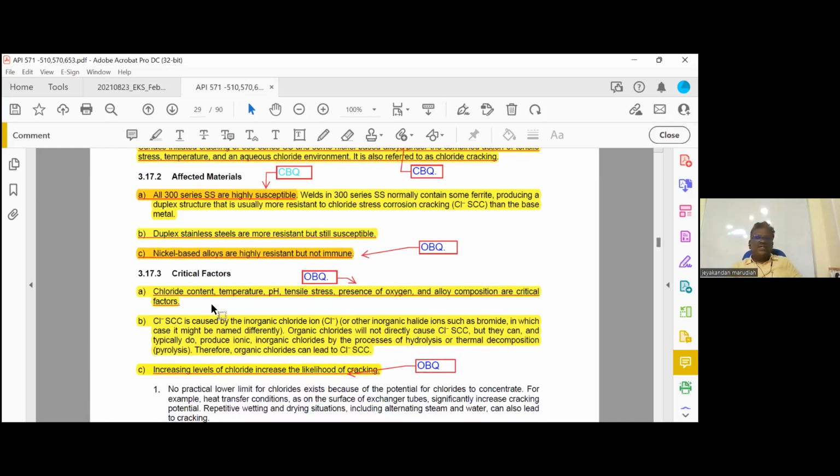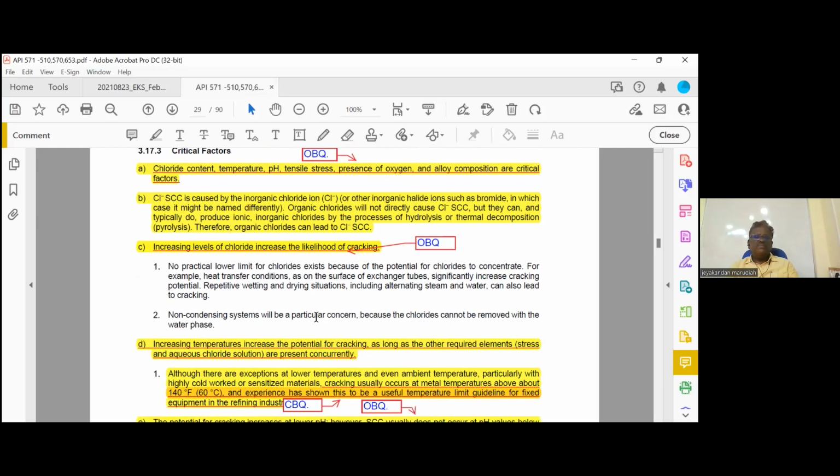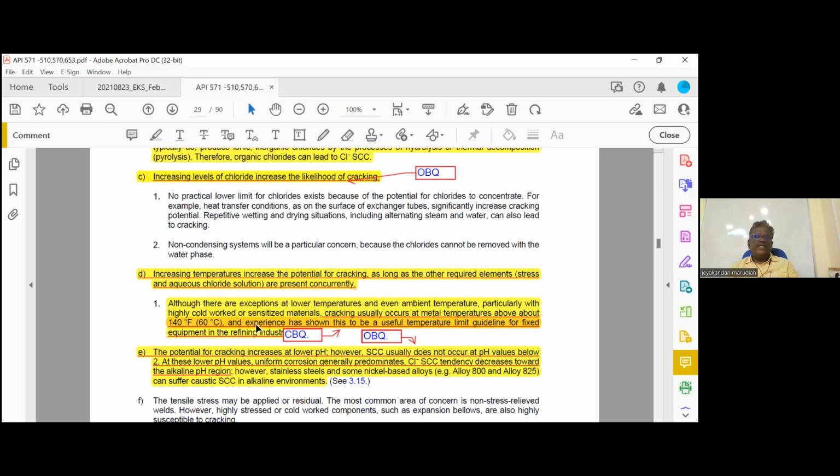Critical factors: chloride content, temperature, pH, tensile stress, presence of oxygen, and alloy composition. That is an open book question. And C: increasing levels of chloride increase the likelihood of cracking. That is an open book question. Then D1, second line: cracking usually occurs at metal temperature above 140 degrees Fahrenheit, and experience has shown this to be a useful temperature. That is very important, above 140 only.